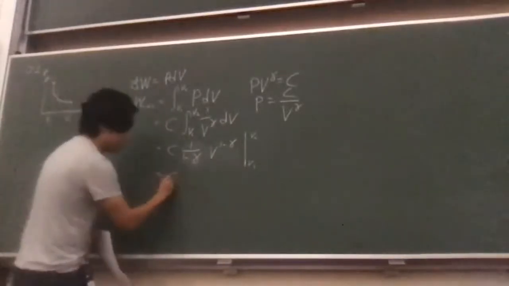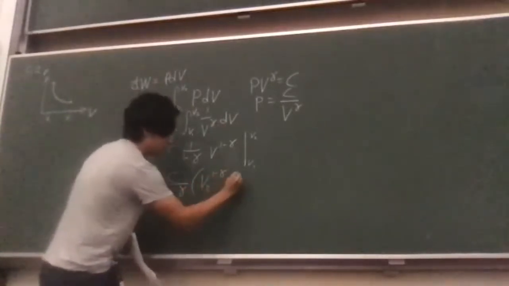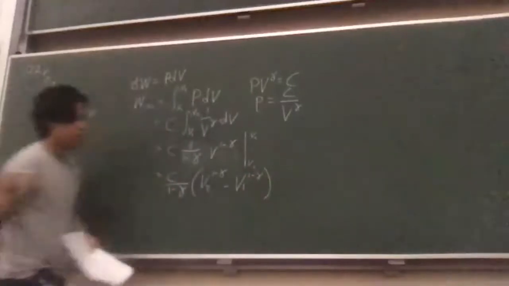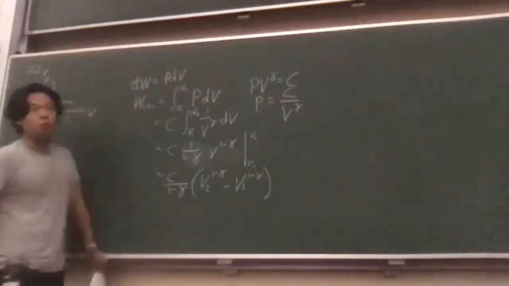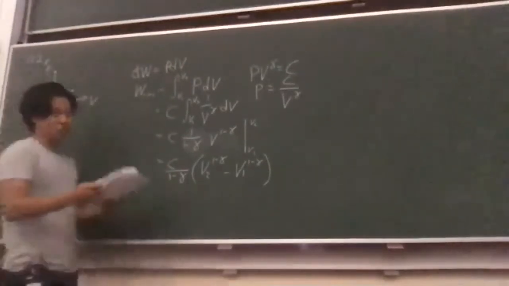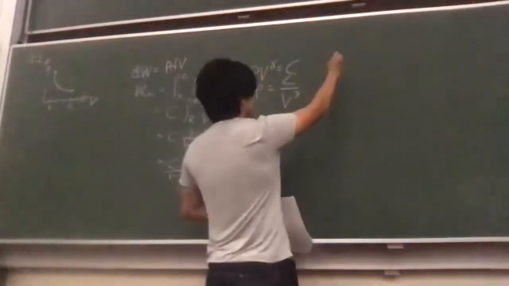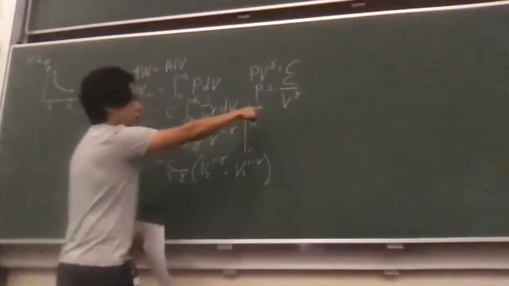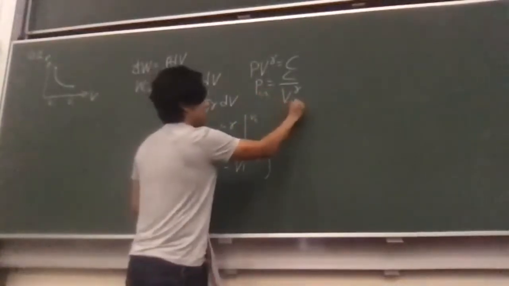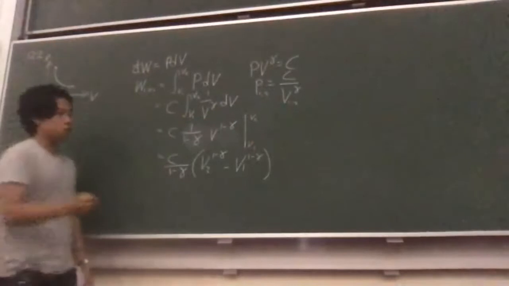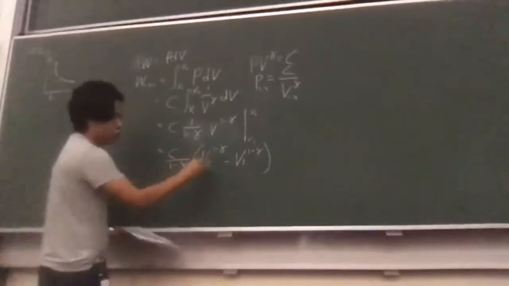Okay, so then now you can sub it in. So C over 1 minus gamma times V2^(1 minus gamma) minus V1^(1 minus gamma), like that. But in this current form, it's not quite useful because you don't know what this constant is and you don't know what the gamma is. So you want to reduce it to at least just one variable. So you can get rid of this constant by going back to this relation again. So you can see that P is equal to C on V^gamma, and this applies to both 1 and 2. So every point on the adiabatic, this is satisfied. So you can put this C back in and then take out a V2^gamma in here.